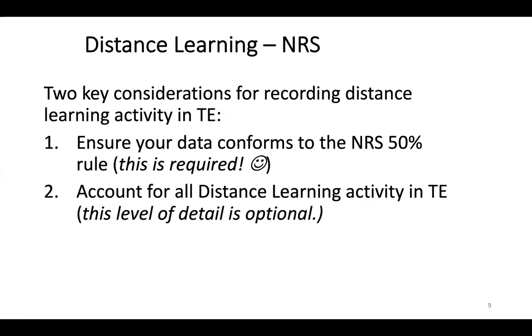So we're looking at those two methods. In doing that, though, we have two key considerations we know we need to follow. We need to make sure that we follow the 50% rule. We can do that by recording the hours granularly, or we can just look at each student or each class and mark it. Bottom line, though, for what's required is you must calculate that 50% rule for every single student. So that's the part that's non-negotiable.